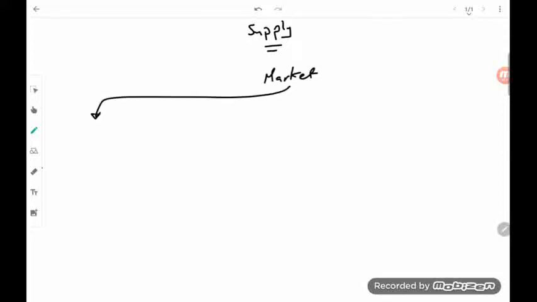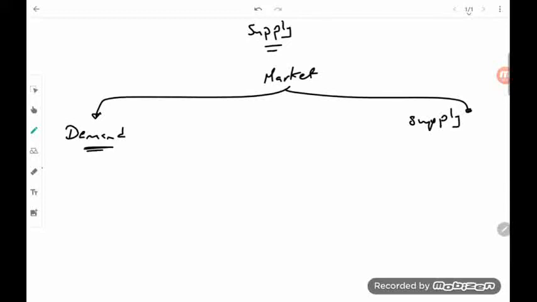Good morning. Today we are going to talk about the second part of the market, which is supply. As we said when we talked about the market, the market has two main players. They are the demand side, or the consumers, and the supply side, or the producers. We have talked about demand and elasticity of demand, and today we are going to focus on supply.